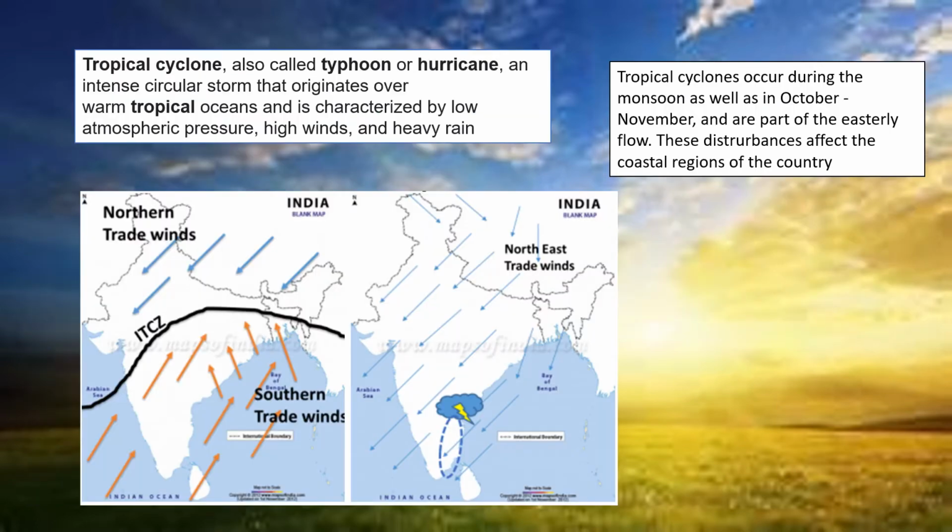Tropical cyclone occurs during monsoons as well as in October and November, and it is a part of the easterly jet streams. It is a circular storm that originates over the warm tropical ocean and is characterized by low atmospheric pressure, high winds and heavy rain. These disturbances affect the coastal region of our country.